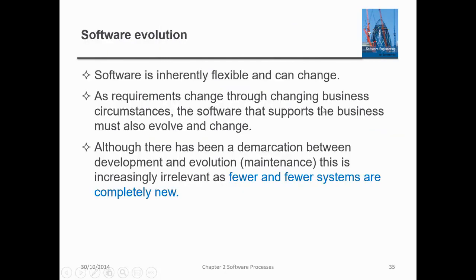Okay, and so then the last of our software processes is our software evolution. Software is inherently flexible and can change. That doesn't mean it's cheap to change. That doesn't mean it's a great idea to always be rewriting your code. But the fact is that we can type in some more code and we can change any program.